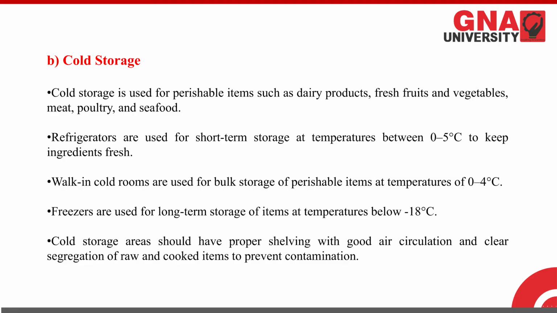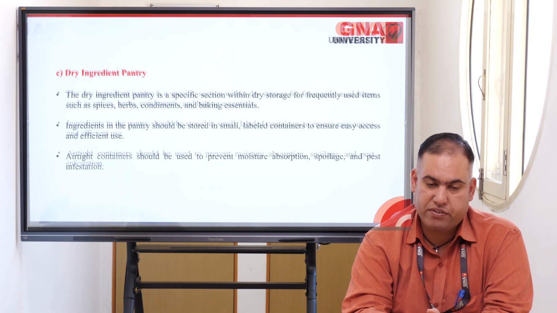Walk-in cold rooms are used for bulk storage of perishable items at temperature 0 to 4 degrees centigrade. Freezers are used for long-term storage of items at temperature below minus 18 degrees centigrade. Cold storage areas should have proper shelving with good air circulation and clear segregation of raw and cooked items to prevent cross-contamination.